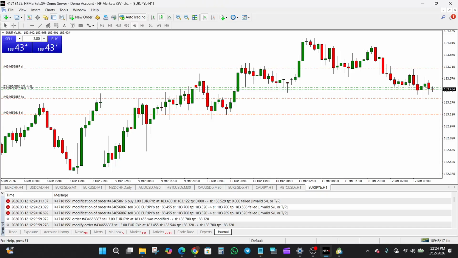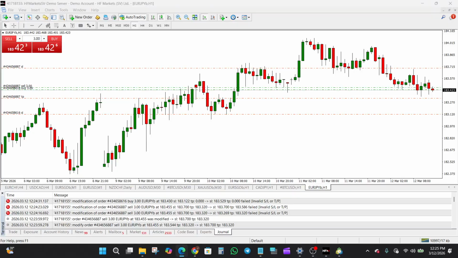Finally, you should check your broker's restrictions. Some brokers apply additional conditions depending on account type, instruments being traded, and market conditions. So reviewing the broker's trading specifications can clarify the acceptable stop levels.